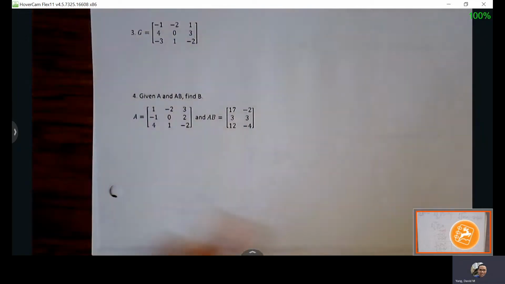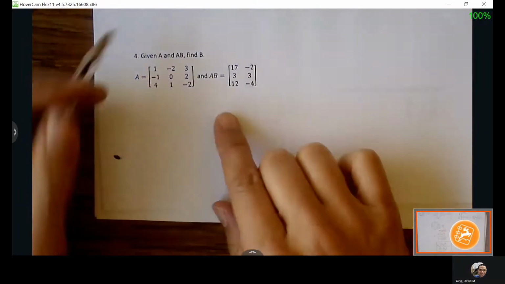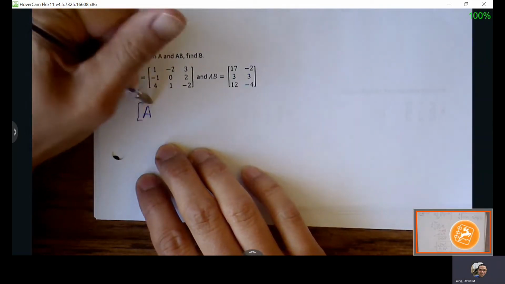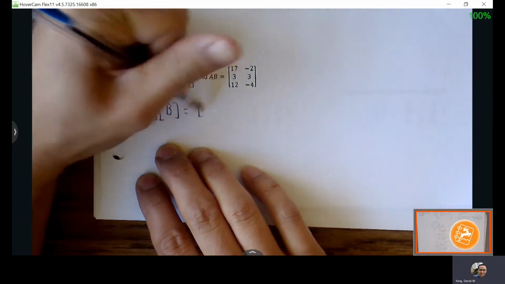Okay, so here's the steps. We know the big idea is this, right? If I multiply matrix A with matrix B, I'm going to end up with matrix AB.